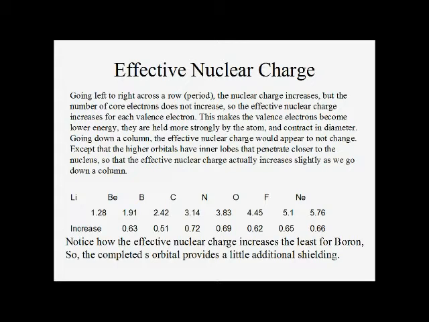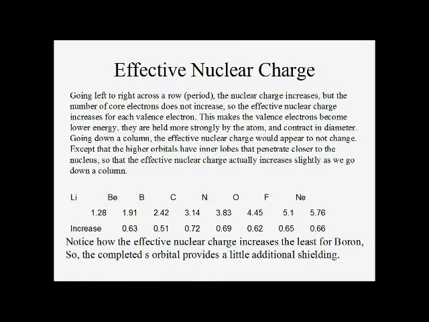So as we go across a row, a period, from left to right on the periodic table, we're adding protons to the nucleus and electrons to the valence shell. But we're increasing the nuclear charge by adding protons to the nucleus, but we're not increasing the number of core electrons. So the shielding constant is not increasing as we're increasing the nuclear charge. So the effective nuclear charge is increasing. So all the valence electrons are experiencing a larger effective nuclear charge.